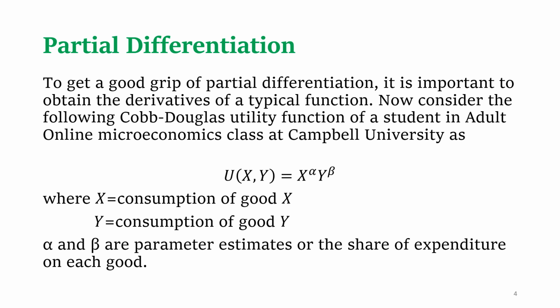Now, when you get your income, you're not going to spend all your money on, let's say, X. You're going to spend part of your income on X, and then you spend the other one on Y. So the share of that income on these goods is given as what? It's your alpha and your beta. So these are all parameter estimates. We're going to look at this one later on when we deal with consumer theory.